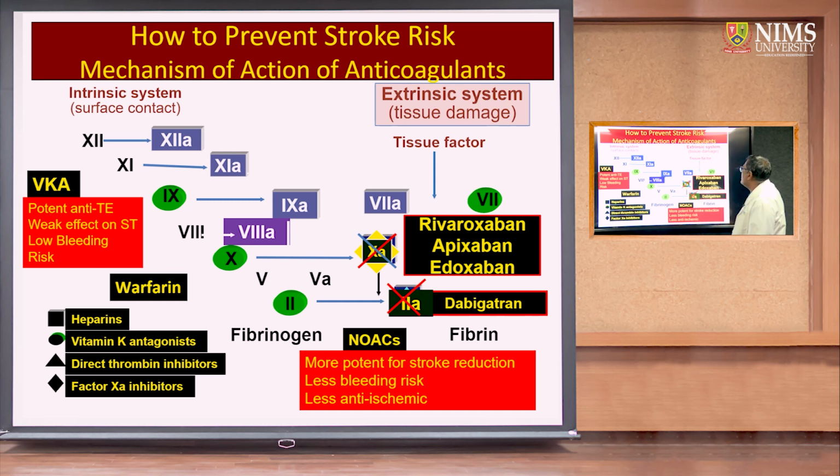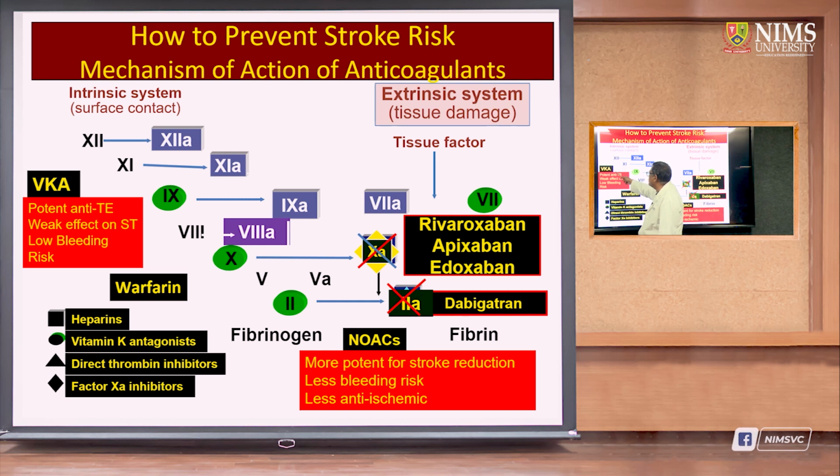Now we need to know how different factors affect these different areas. So if we look at acitrom or warfarin, these are anticoagulants that we commonly use. There are two types of anticoagulants, one is NOACs, which are newer anticoagulants, and the other are the older anticoagulants. If you look at their effect, they are potent antithrombotic agents. This is what they are useful for.